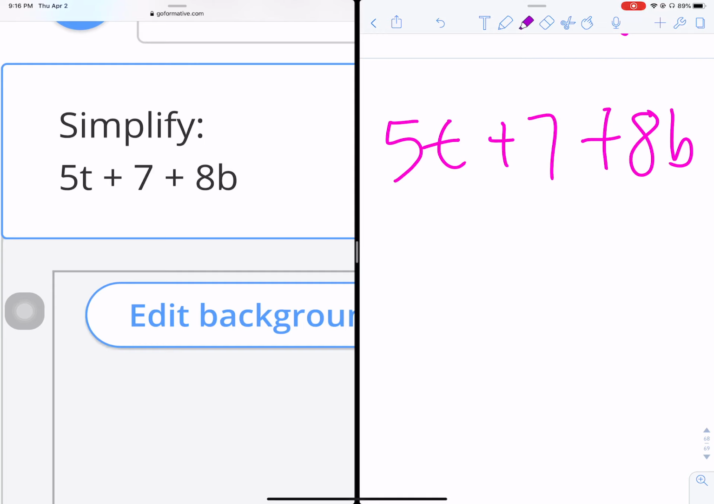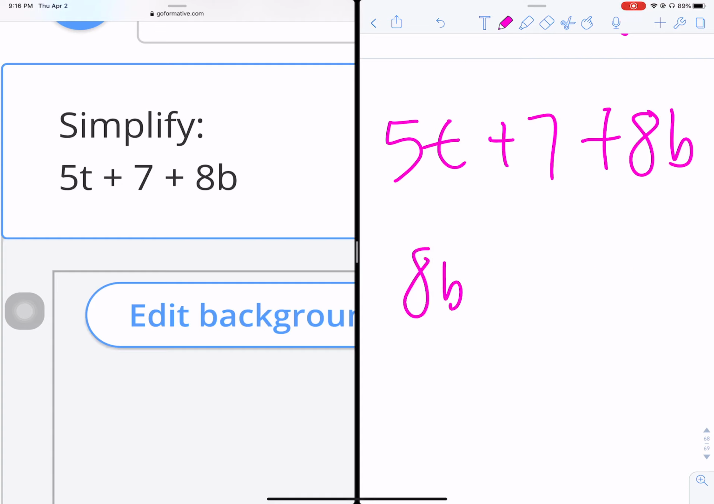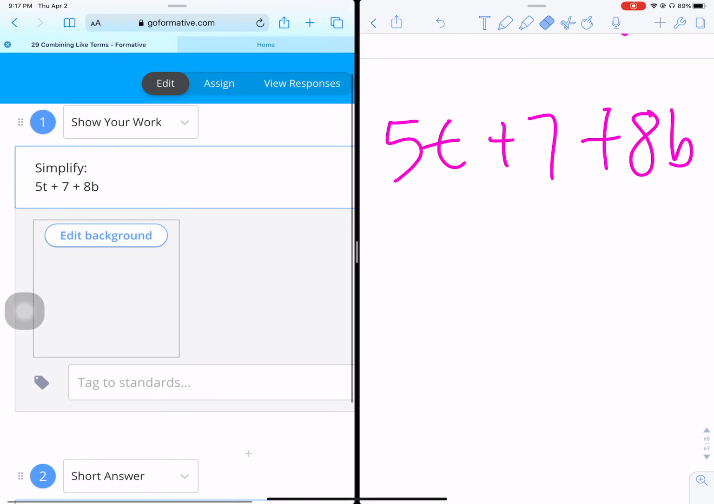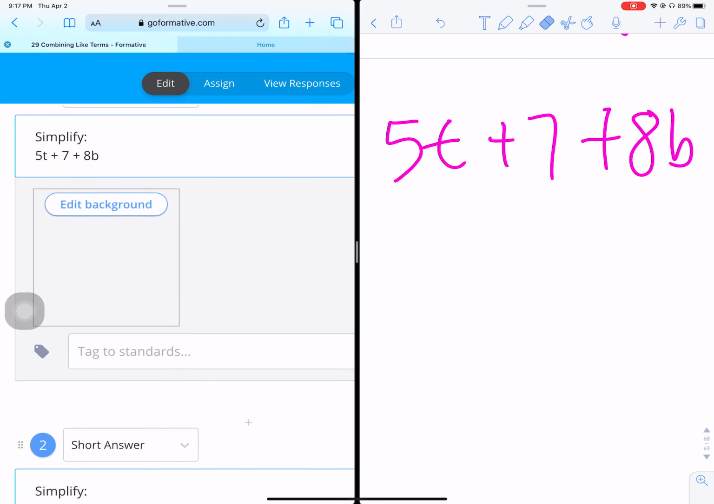Nothing does. Now, if you were to give me something like 5T plus 2T, hey, that's 7T. Congratulations. If you were to give me something like 8B plus 2B, great, that's 10B. But you didn't give me that, and I can't do this, so that's awesome. I love it when I know I can't do this, and I know why I can't do this. And there's no work to be done. So you want to write that in your answer and just don't leave it blank.